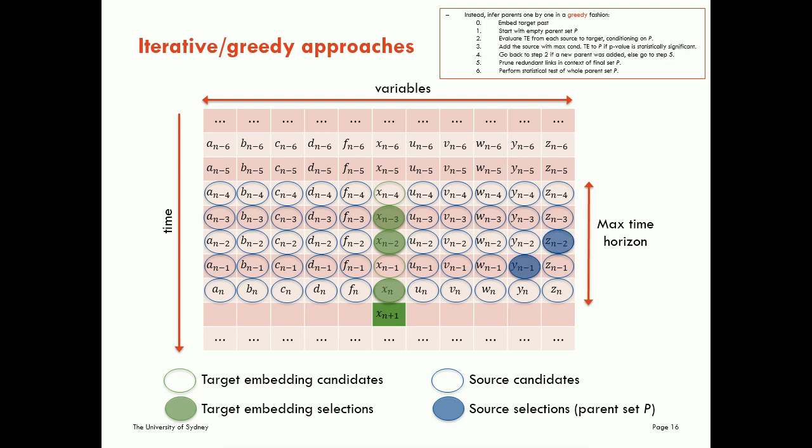We can then go around again and select the next source to add if its p-value is statistically significant. And again, picking up another source, and again for another, until we get to the point where no significant sources were found. And then we go and we perform our final statistical tests. Okay. So that's a view on how this expanded greedy approach works.